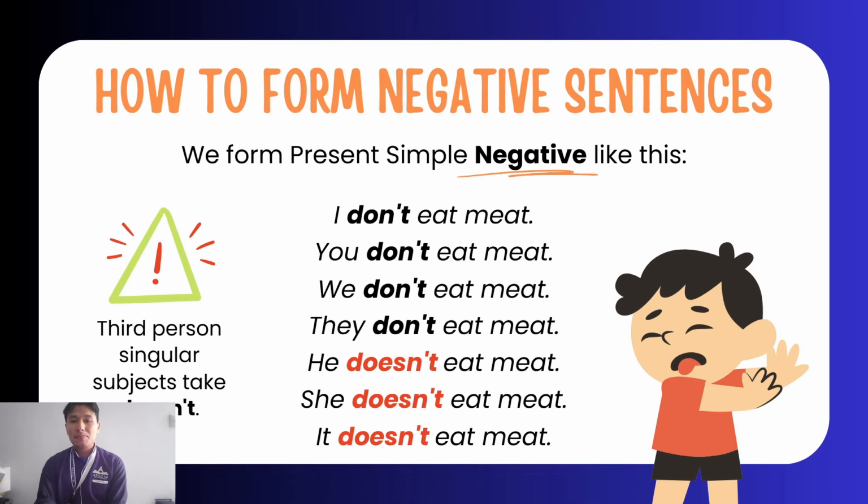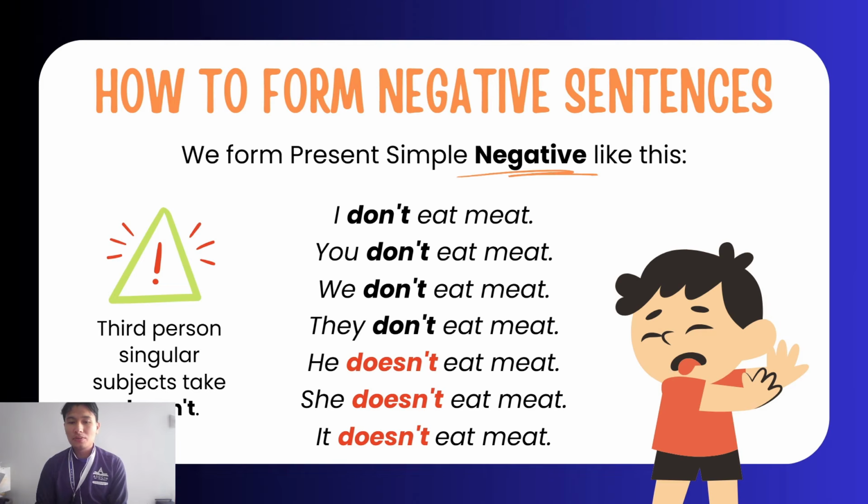We form present simple negative by using the auxiliary do or does and the negative not. In this case, we have the contracted forms don't and doesn't. For example, I don't eat meat. You don't eat meat. We don't eat meat. They don't eat meat. He doesn't eat meat. She doesn't eat meat. It doesn't eat meat.